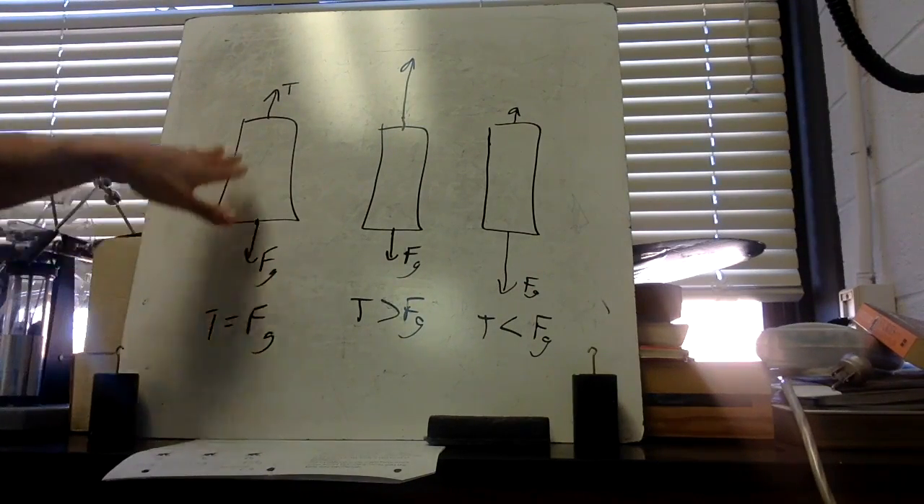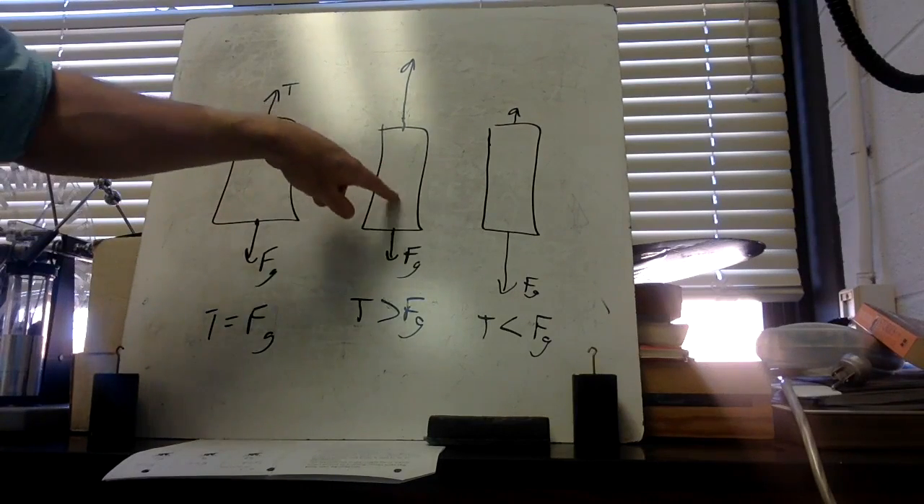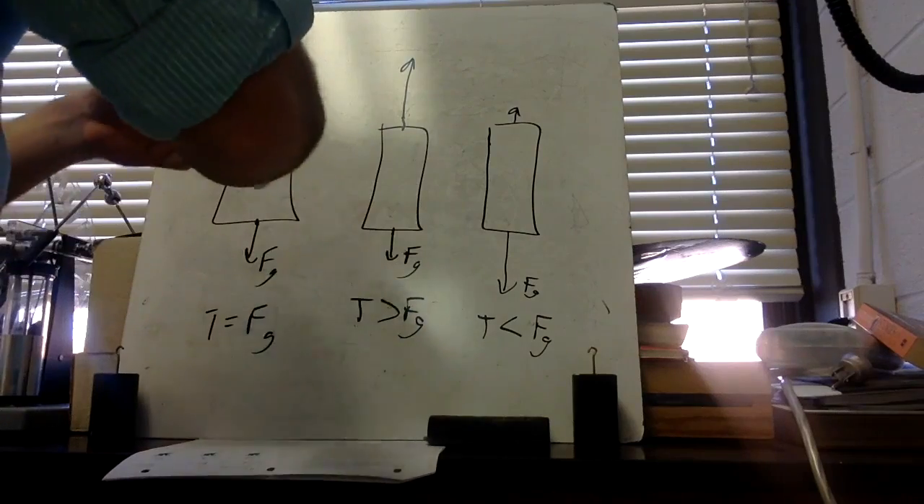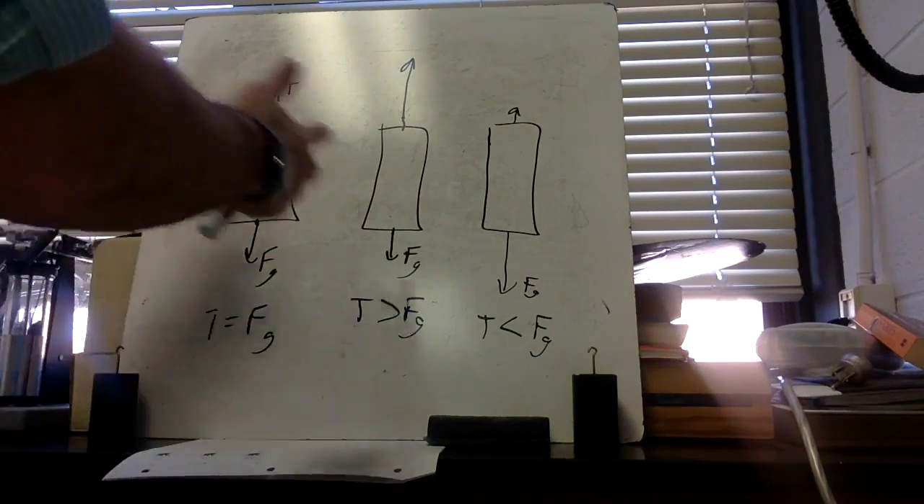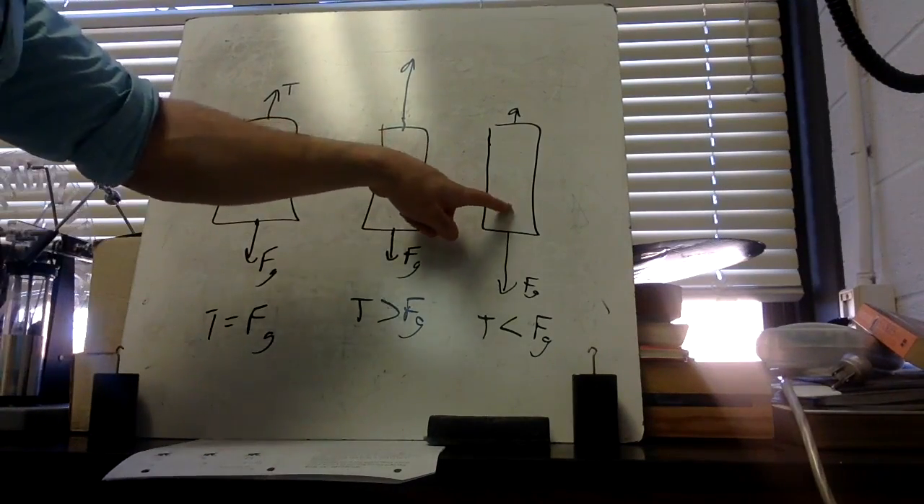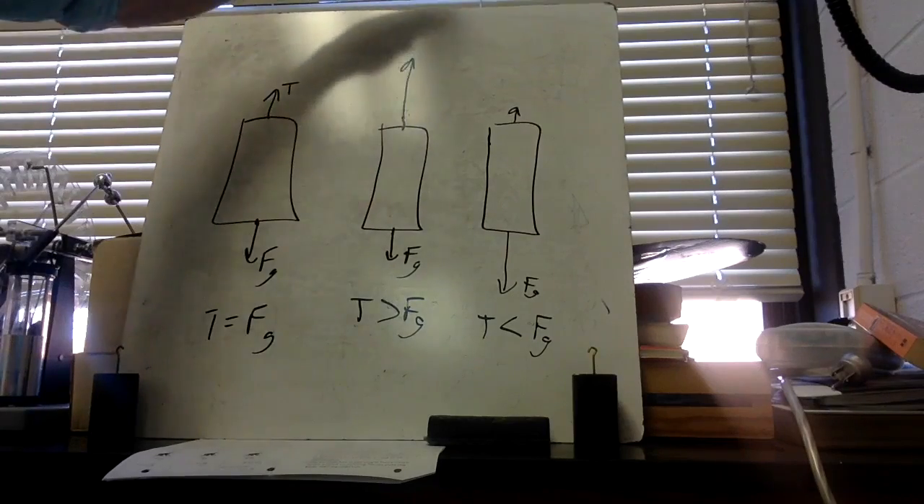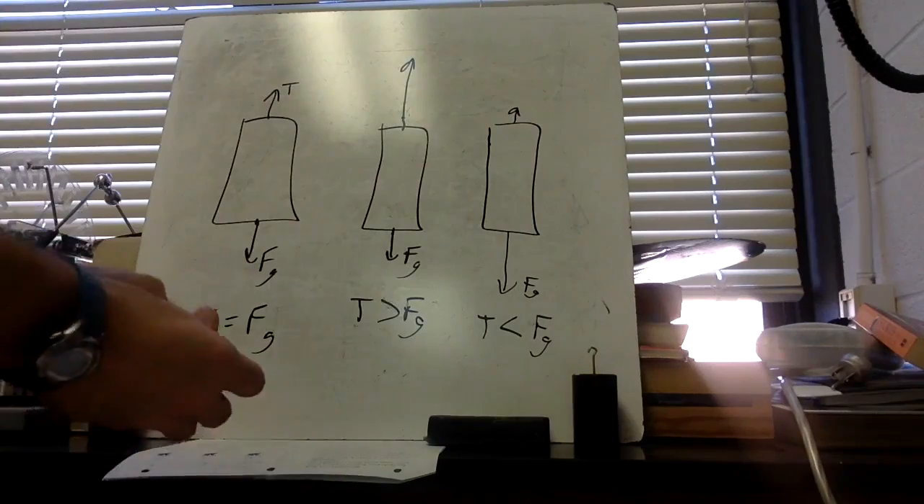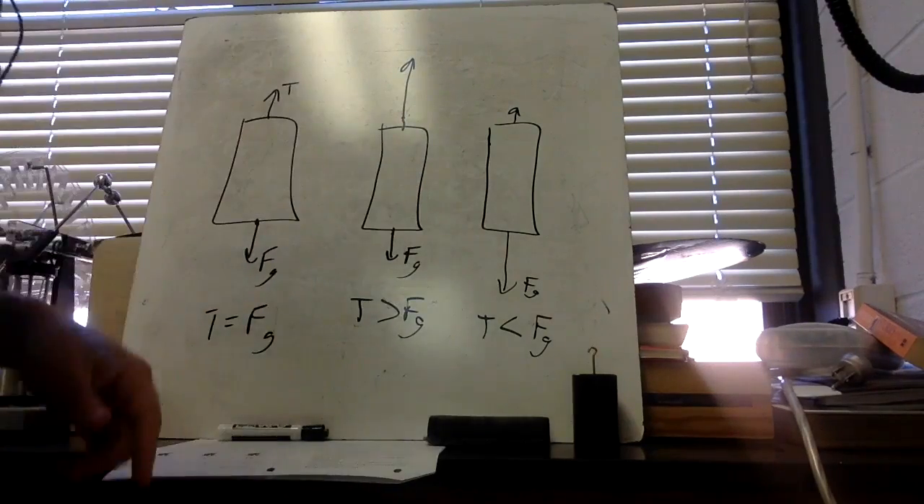Now, by the way, this doesn't mean it's staying still, this doesn't mean it's going up, and this doesn't mean it's going down. What we're talking about here is the acceleration. This one is not accelerating, this one's accelerating up, this one's accelerating down. But this one might be moving down, right? It might be moving down but slowing down. This one might be moving up but slowing down. The net force only tells us about the acceleration. It doesn't necessarily tell us about the velocity. So we need to keep that in mind.